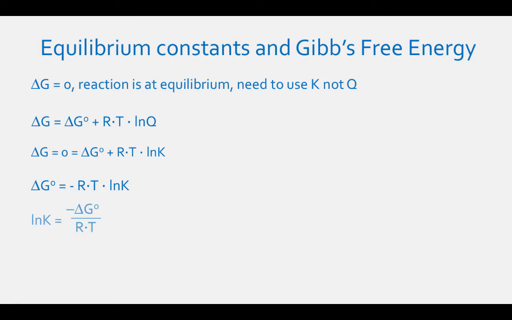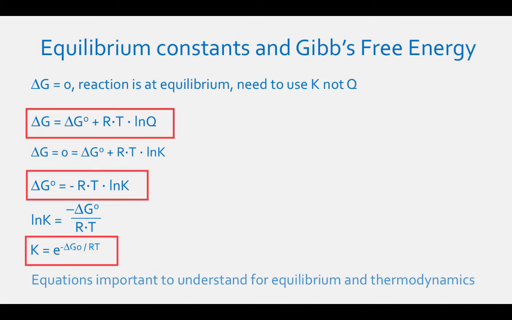Now rearrange this equation to solve for K, and we have the natural log of K equals the negative standard delta G divided by R times T. And then take the exponential of both sides, and we have K equals the exponential of negative delta G standard divided by R times T. All of these equations are very important to understand for this discussion of equilibrium and thermodynamics.